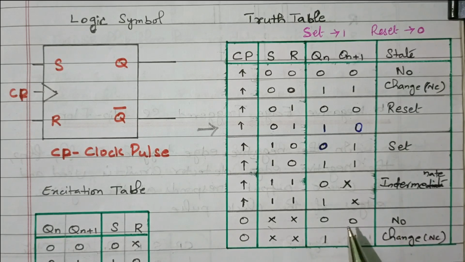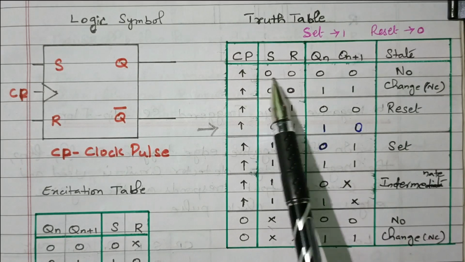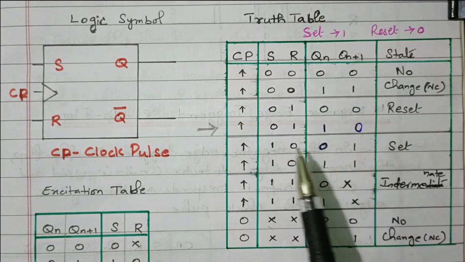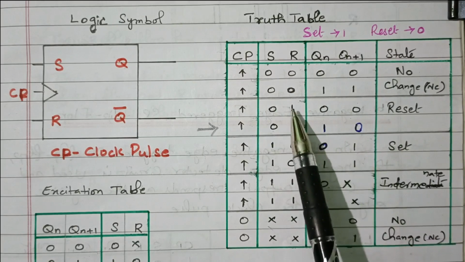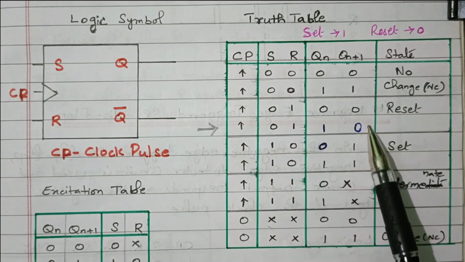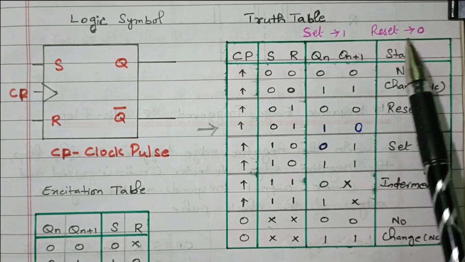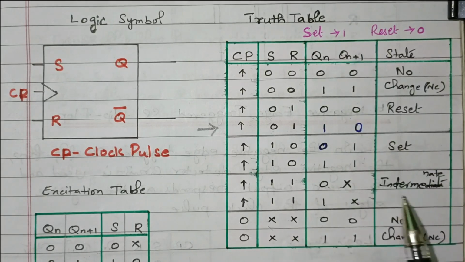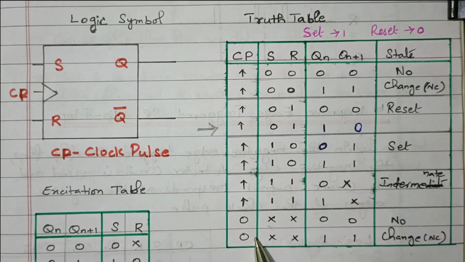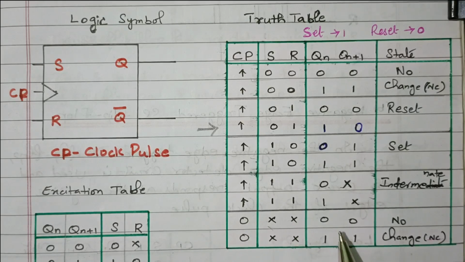So we have 0 0. Both are 0 means no change. Set 1 means the output is set to 1. Reset is 1 means the output is reset to 0. Reset means 0, set means 1. If both are 1 means intermediate, not defined in the SR flip-flop, that is defined in the JK flip-flop. If the clock pulse is not available, there is no change in the input. This is the truth table.